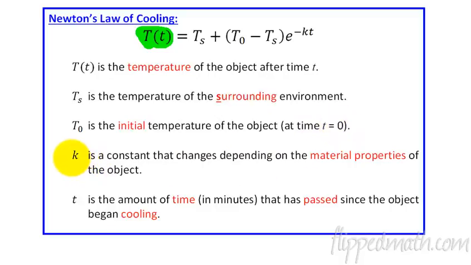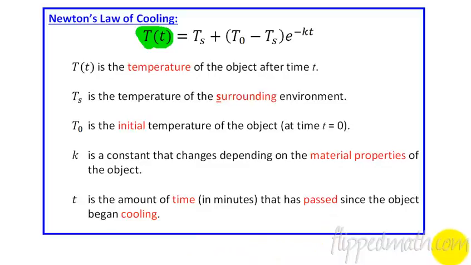And then k is a constant that changes depending on what type of material it is. If the object is a rock, it's going to cool down at a different rate than a cotton ball. It just depends on the material properties of the object. And then t, we've talked about that already. t is the amount of time. Typically, for our problems, we're going to do minutes, but it could be seconds or hours, just depending on what you're dealing with. Usually, we'll say minutes that have passed since the object began cooling. All right, so get the rest of those words down if you don't have them yet.